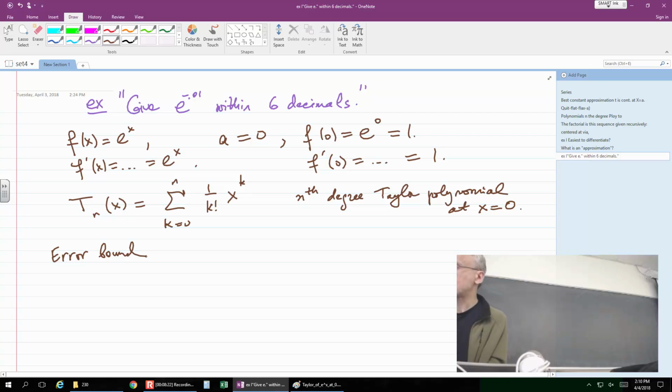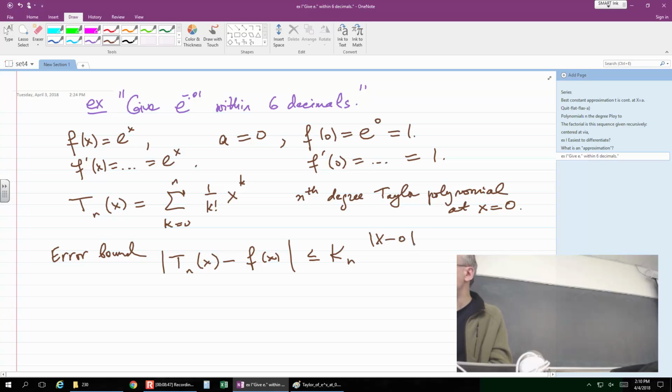The error bound is, well, rather, let me put it this way. Let me write the inequality first. So absolute value of Tn of x minus f of x is less than or equal to k sub n, times x minus 0 to the n plus first power, over n plus 1 factorial. Okay, so that's the error bound formula. The Taylor polynomial is specified, n is not specified yet, f is what we're trying to find, and k is still to be found.